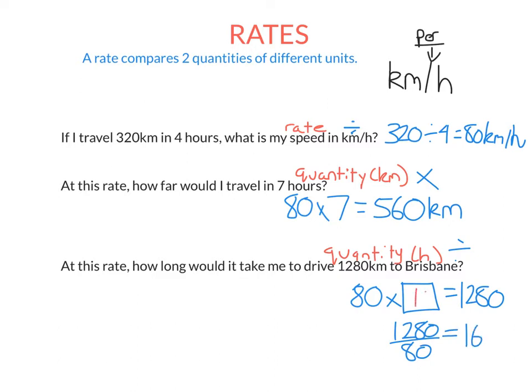16 is the number that goes in this box, and of course it's in hours. So it would take 16 hours at 80 kilometers an hour to travel 1280 kilometers. So make sure you can calculate a rate as well as quantities. We're just going to do another example now that doesn't involve speed.